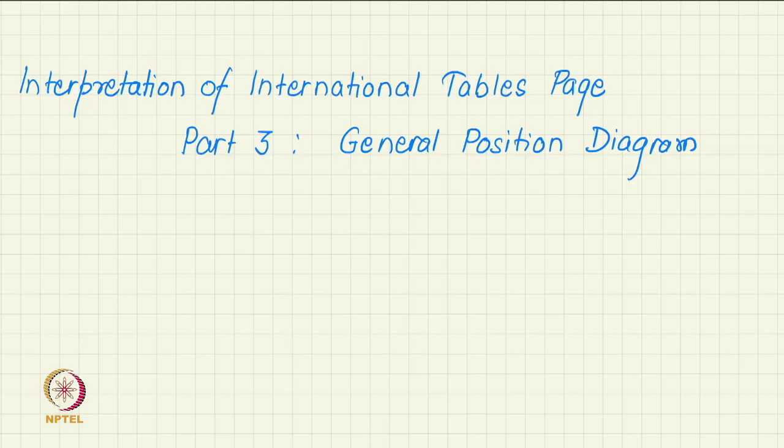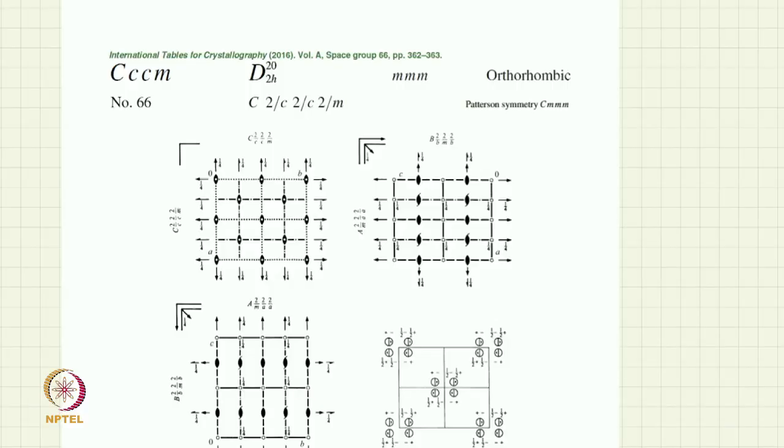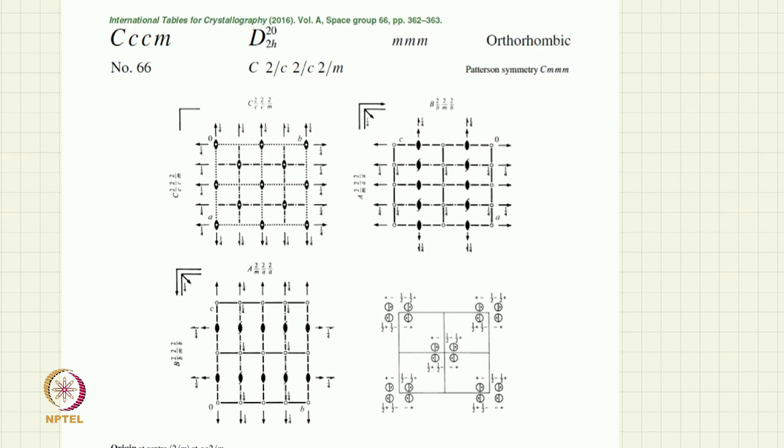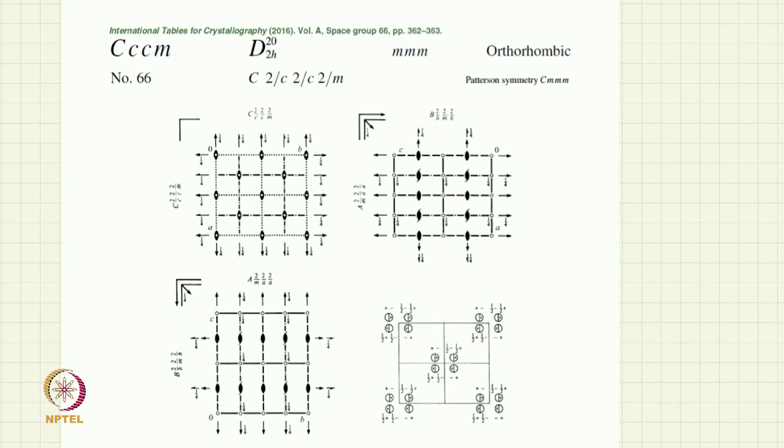We continue the interpretation of International Tables page. So, this is part 3 of the series, and in this video we will discuss the general positions diagram. This is the space group which we have been focusing on, that is space group number 66.